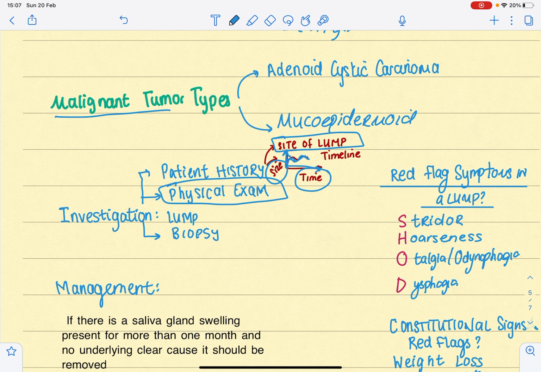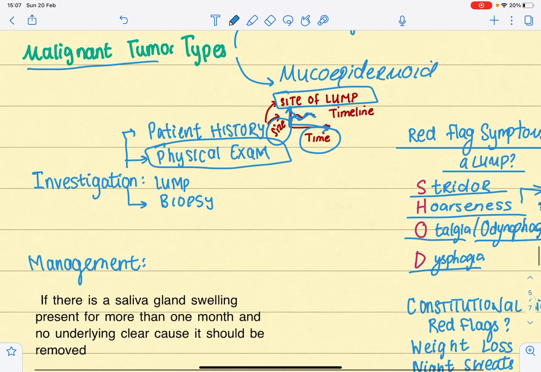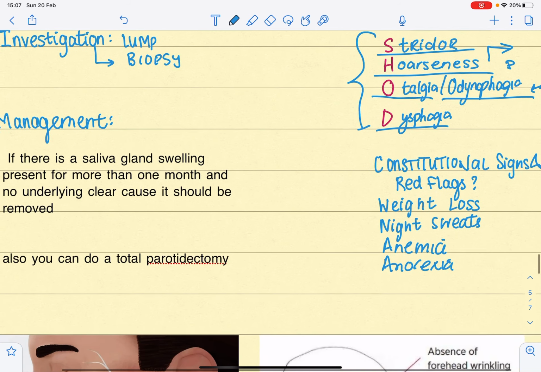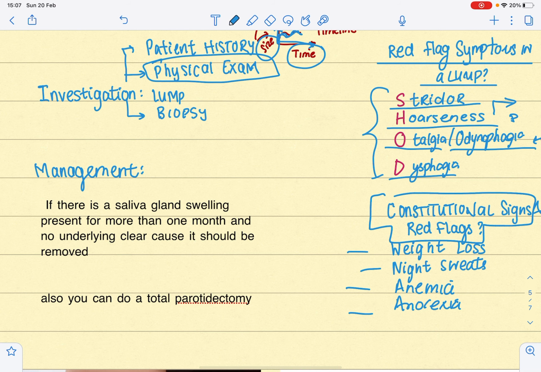Okay, what are some of the red flag symptoms in a lump? Stridor, hoarseness of voice, because this can involve the recurrent laryngeal nerve or any of the nerves within the throat. So it's mostly the recurrent, sorry. Otalgia or odynophagia, pain on eating, and dysphagia. These are the red flags. If they are there, you want to have a high clinical suspicion. And the constitutional signs and symptoms are weight loss, night sweats, anemia, and anorexia. Just check for those. Then you can do a biopsy.